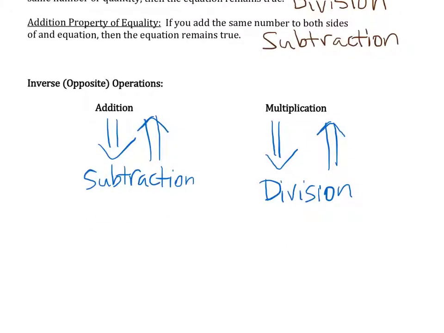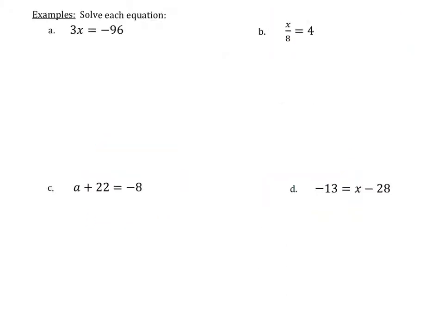All right, let's look at some examples. We have 4 examples here. These are one-step problems. We're going to get to more complicated problems as we continue studying. But let's look at part A. We have 3x equals negative 96. Notice this is a linear equation. The exponent on that variable is 1.